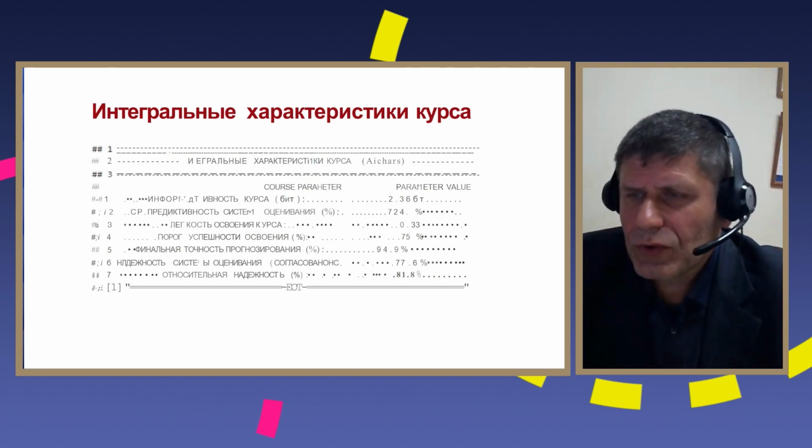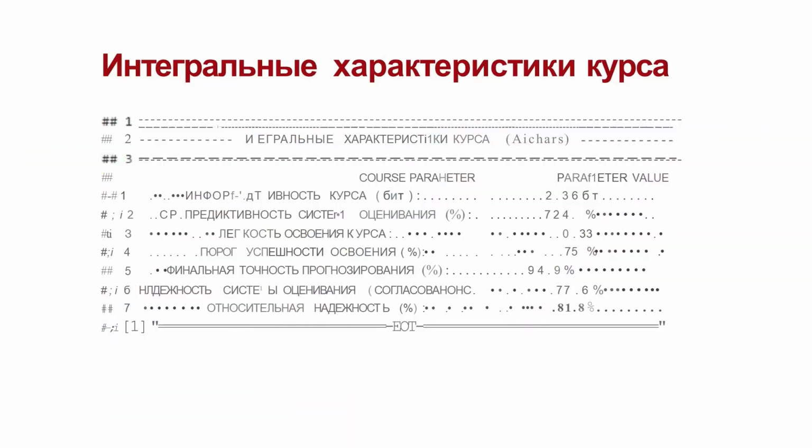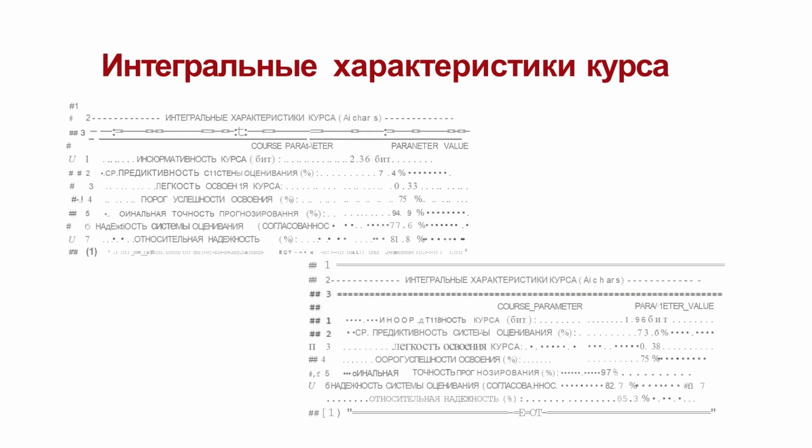Well, these are examples of the evaluations of our courses. You cannot see it pretty well, but you can see better here. We evaluate informativeness, predictability, like easiness in perception, the threshold of success, the final precision of the forecast of the end grades in a family, the reliability of the system is being evaluated, and we also evaluate some other criteria which are close to this.